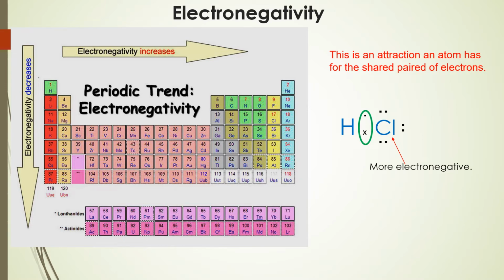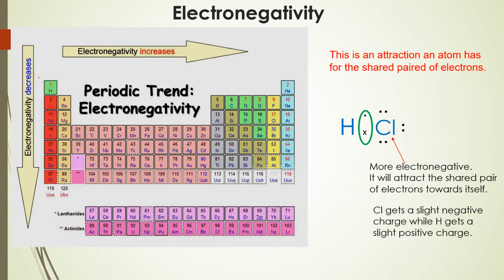Now before we continue, as we are looking across a period, the electronegativity is increasing because across a period there is an increase in effective nuclear attraction. While going down the group, the electronegativity is decreasing because there is an increasing shielding effect. So when we're looking at the trend, chlorine is far more electronegative than hydrogen, and as a result, it will attract the shared pair of electrons more towards itself. As a result, chlorine will get a slight negative charge while hydrogen gets a slight positive charge.